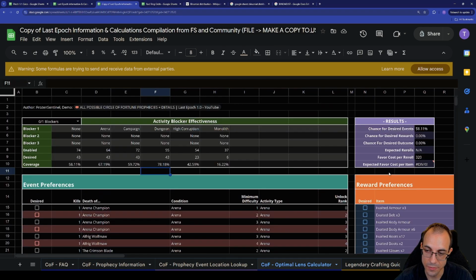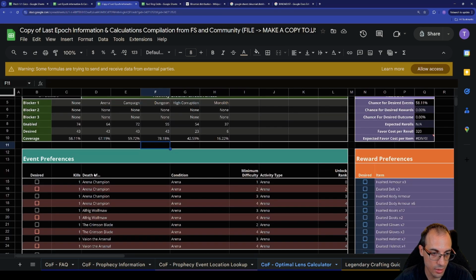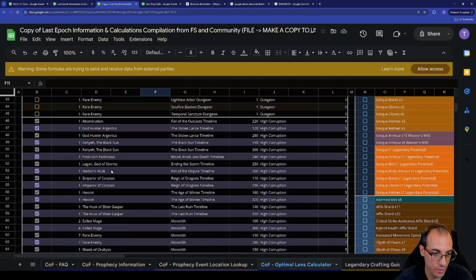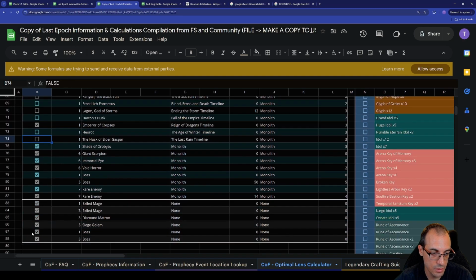And so in order to use Frozen's expected favor cost per item, we first have to specify which are the event preferences that we like. So this is what I would go for: Abom, Emperor of Corpses, Mages, Rare Enemies, Shades of Orbis. All of these down here are good.